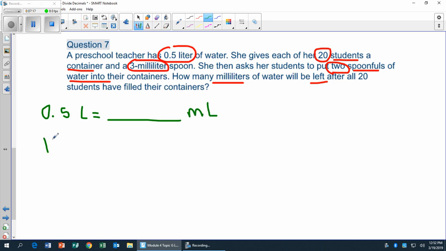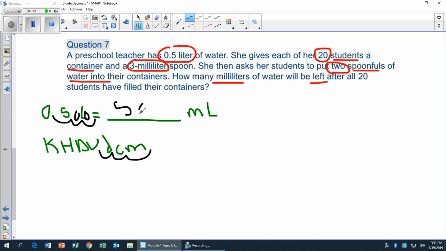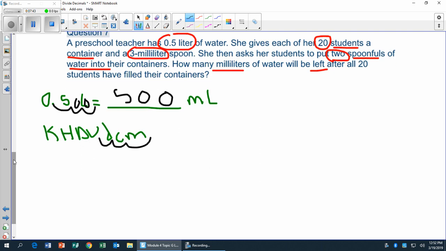And we all know how to do this doing King Henry. And we're going to jump from our liters to our milliliters. We jump to the right 3 times. So we go 1, 2, 3. We fill zeros into the empty spaces. So we know we're going to end up with 500 milliliters. So that's what the teacher started with.